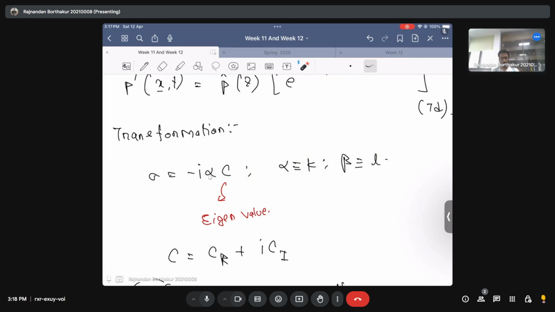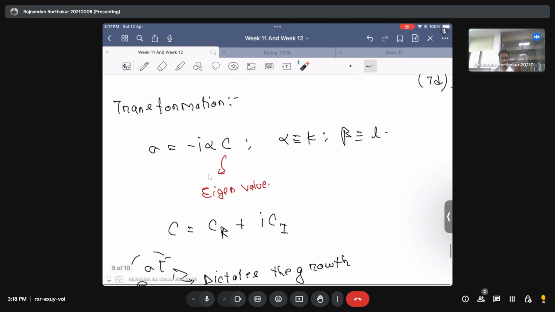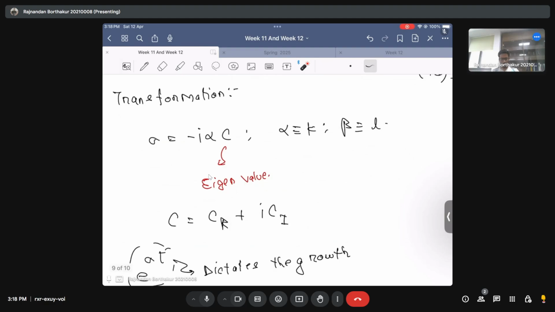Okay, so we ended the last class by trying to see how c controls the growth rate, that is how this eigenvalue controls the growth rate. And then we wrote c as, since c is an eigenvalue, it can be real, it can also be imaginary, it can be purely real, or it can be purely imaginary.